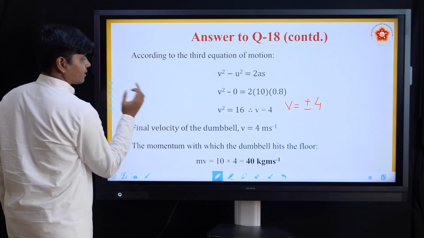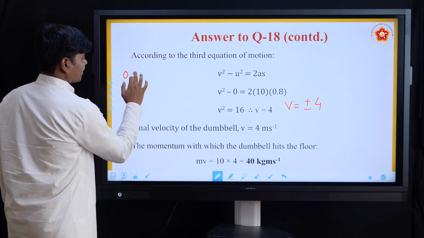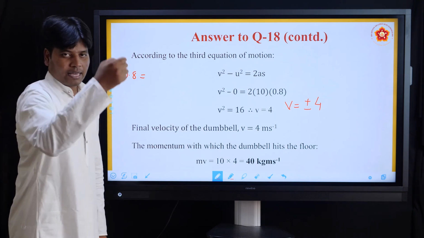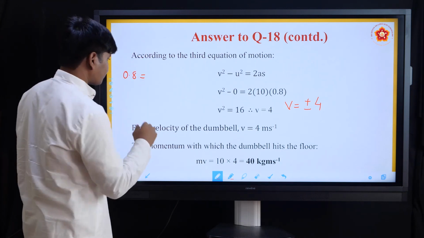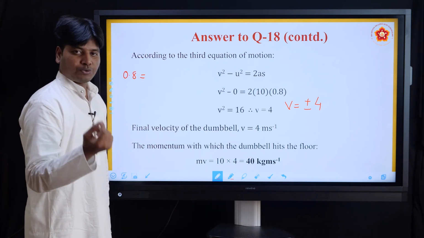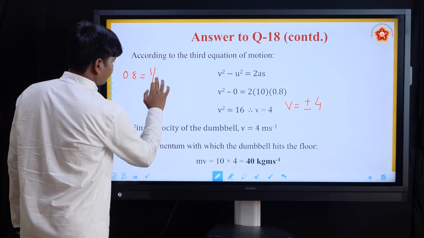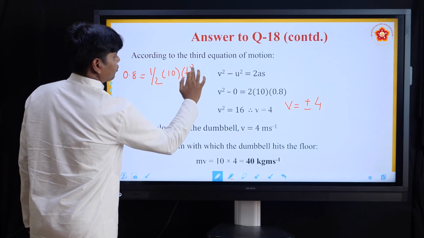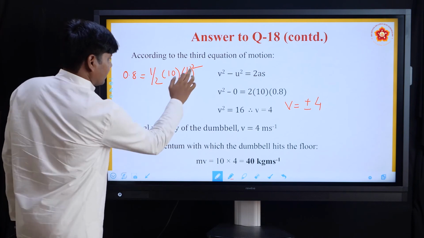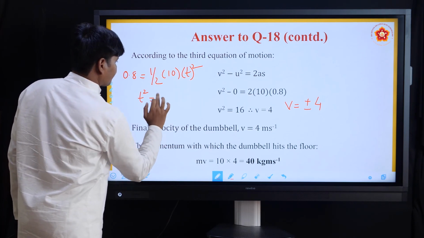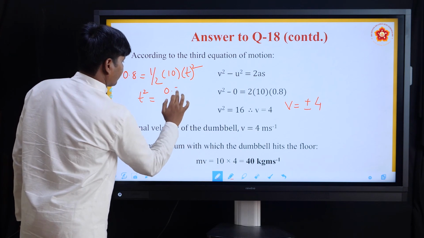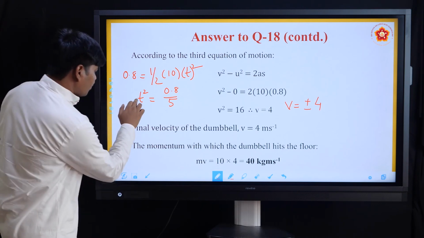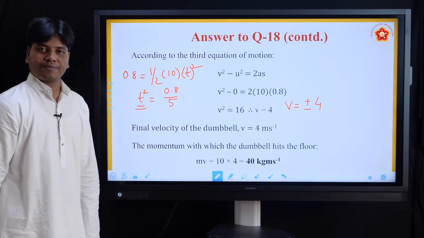For example, see, S is given as 0.8, which is equal to ut plus half at square, right? What is u? U is 0, as we already know, because it is a free fall. What is remaining? Half at square, right? Half into a, which is 10, and time t, which we don't know, t square. So here you can see t square is equal to 0.8 by 5. So here you also have two values of t.